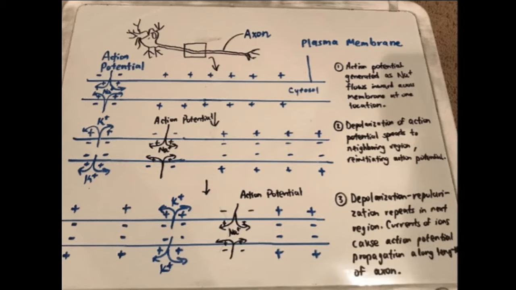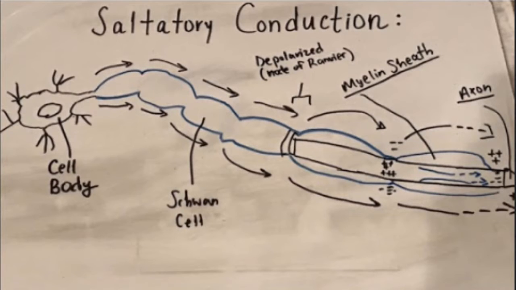In the third and final step, the repolarization process is repeated in the next region of the membrane. In this way, the local currents of ions across the plasma membrane cause the action potential to be transmitted across the axon. In this picture, we can observe myelin sheath in Schwann cells.